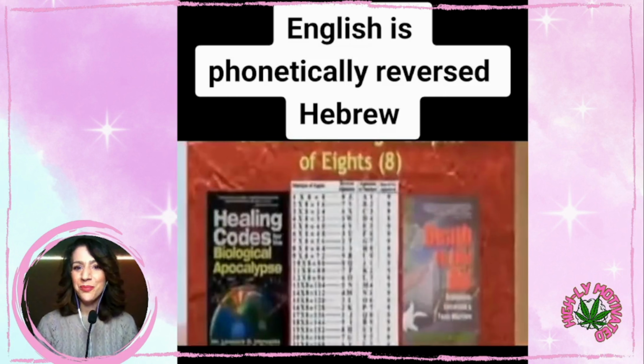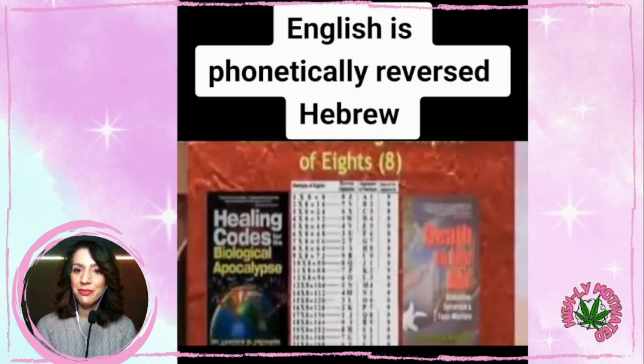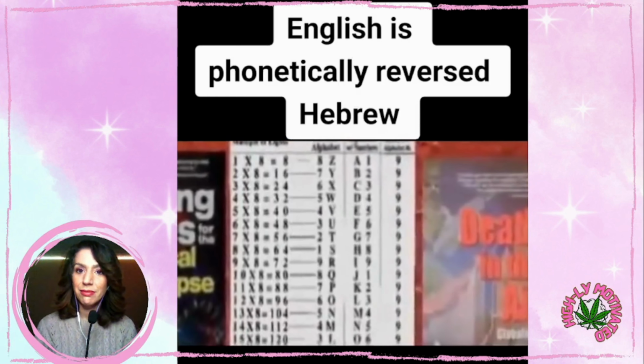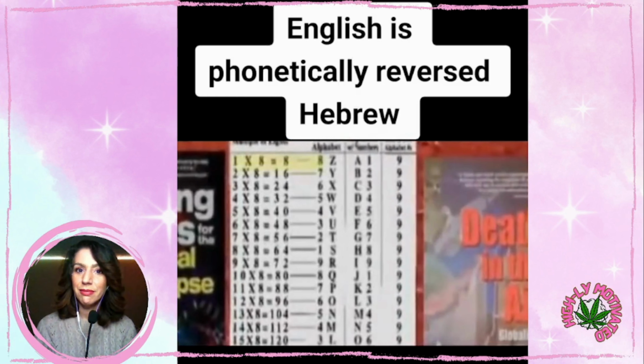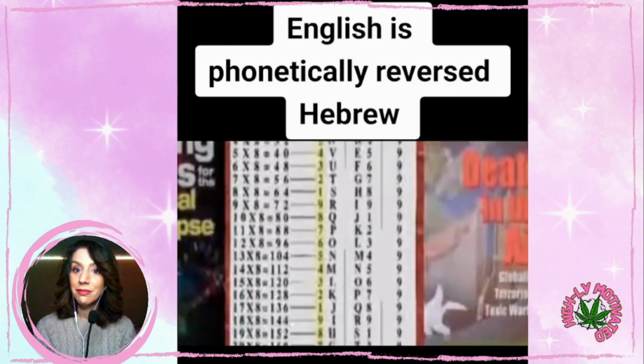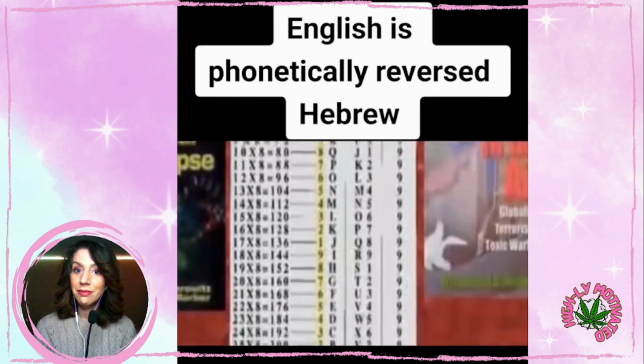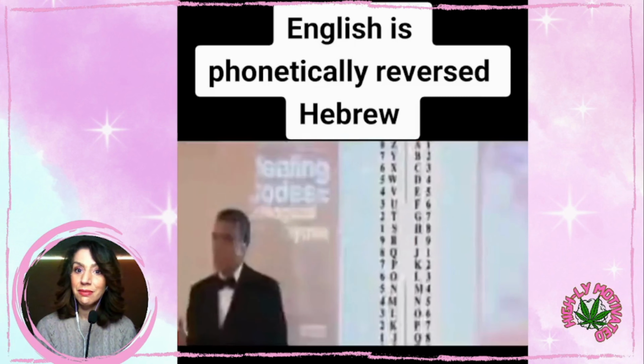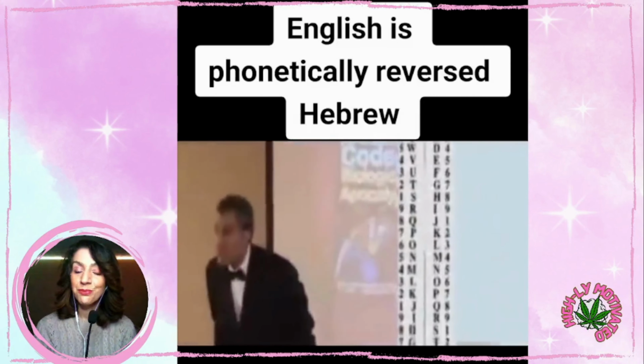Peter never adds or subtracts, always multiplies. So you take the multiples of 8. 1 times 8 equals 8, 2 times 8 equals 16, where 1 plus 6 is 7. 3 times 8 equals 24, where 2 plus 4 is 6. 4 times 8 equals 32, where 3 plus 2 is 5. Suddenly, eureka, you have a countdown pattern: 8, 7, 6, 5, 4, 3, 2, 1, 9, and so on. Perfect for the English language in reverse.